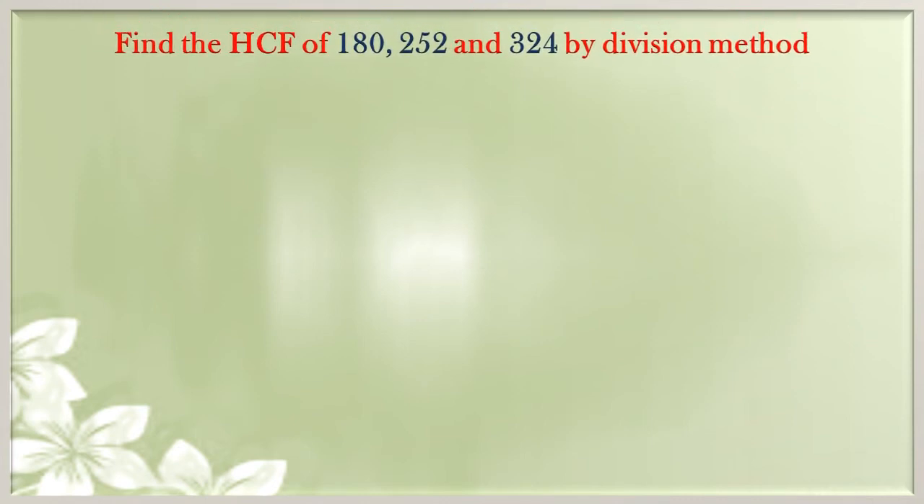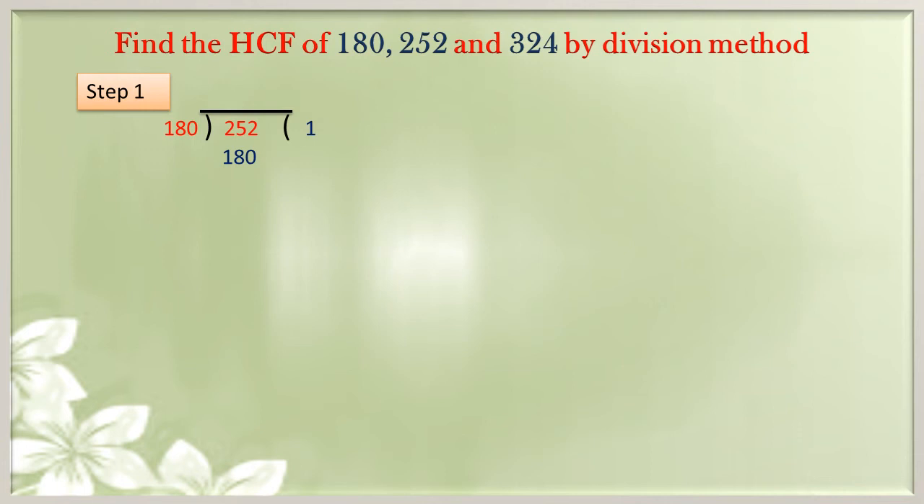Find the HCF of 180, 252 and 324 by division method. First we are going to take two numbers, that are 180 and 252. 252 is the greatest number and 180 is the smallest number. First rule, divide the greater number by the smaller number. So 252 is going to be divided by 180.